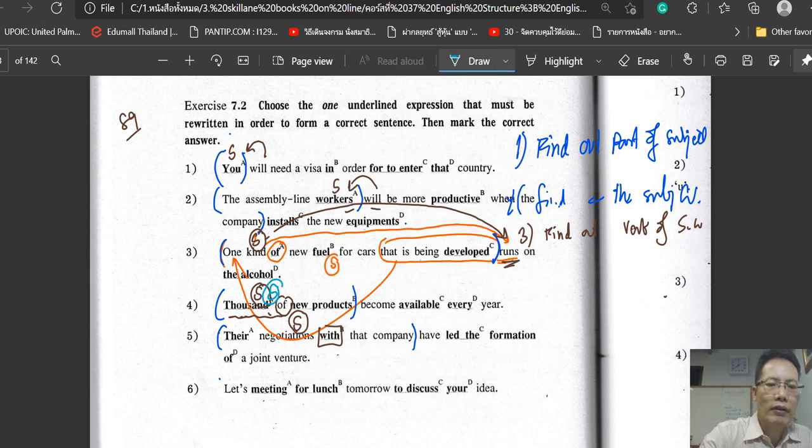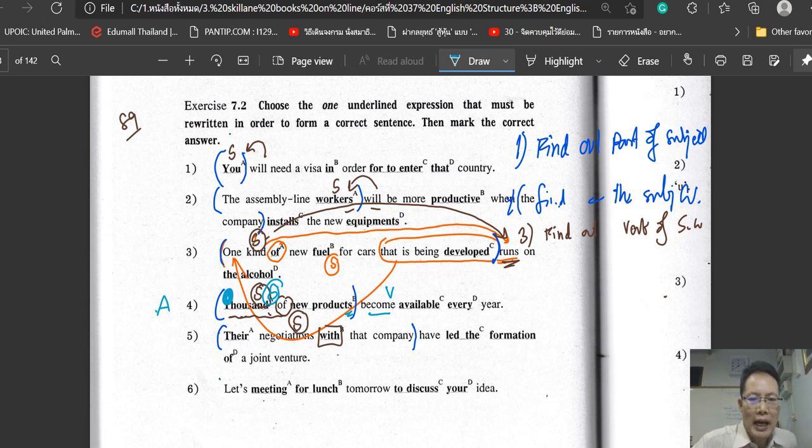Okay, then we blacken here. This one, a, is not correct. Not necessary for us to change. The structure is thousands of plus plural form and used with a plural verb. Plural subject becomes no s because thousands is a plural subject.